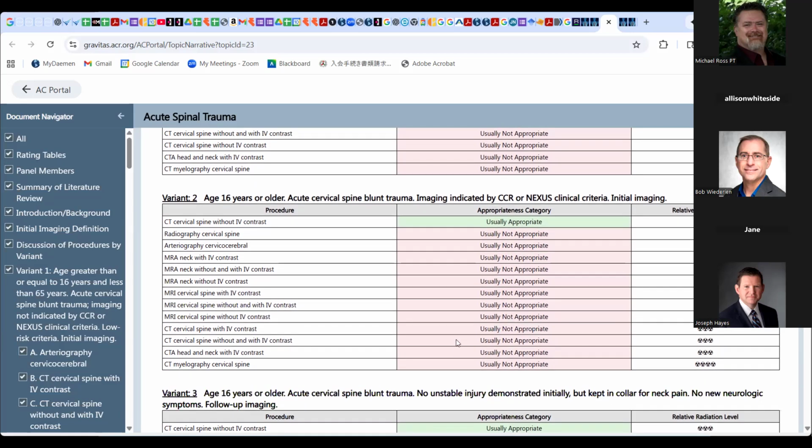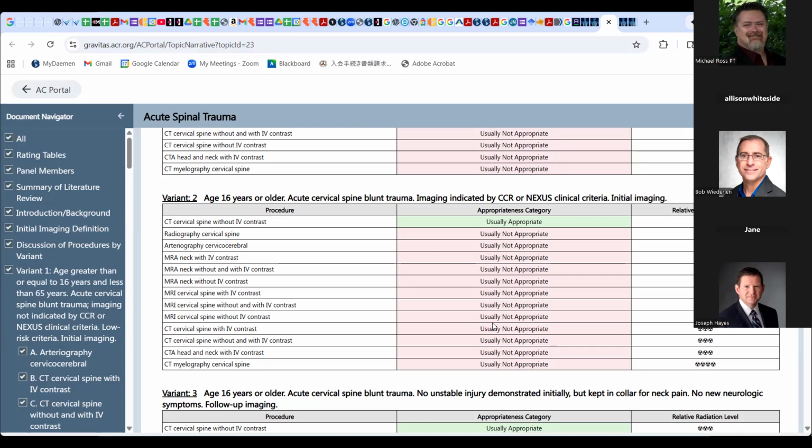If we go down here, this is the second one. Older individuals over 16, acute trauma, imaging indicated by the CCR. This literally just changed as of like a week ago. So they now say that the only appropriate test is a CT. So look at this. MRI, radiography are not indicated, not appropriate.